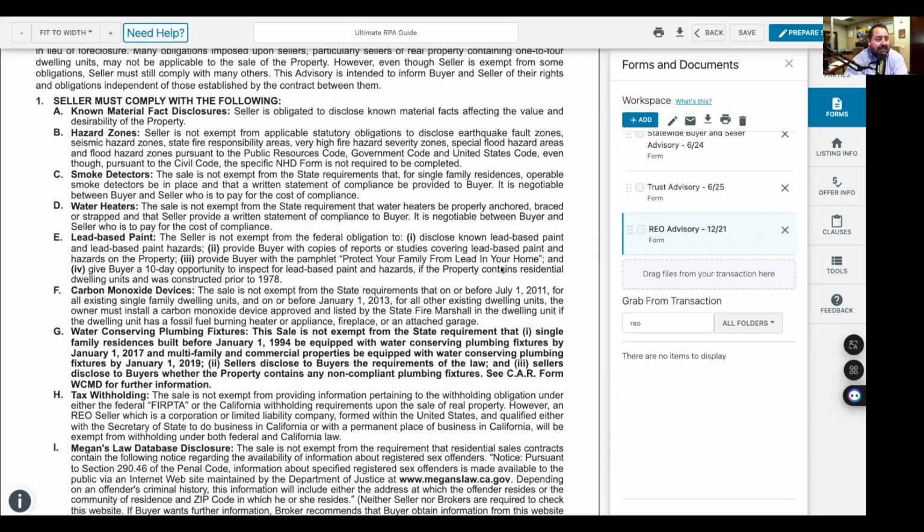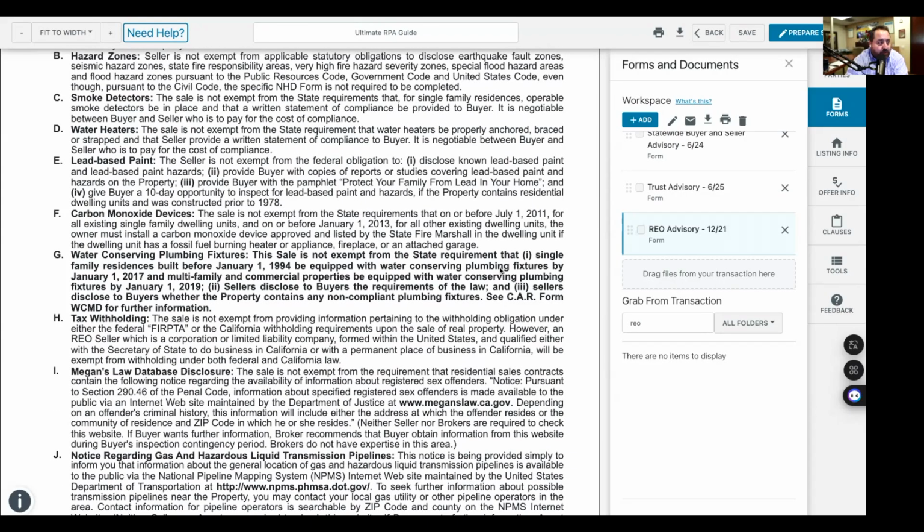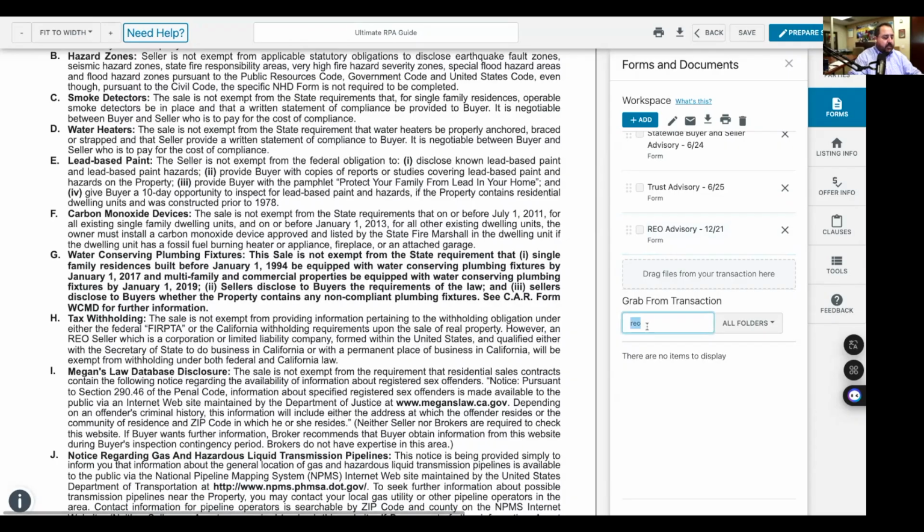Carbon monoxide detectors, they're not exempt from that. The water conserving plumbing fixtures, if there is a requirement that has those in there, they're not exempt from that. The tax withholding, they're not exempt from providing you the FIRPTA, right? So in a transaction, the seller fills out a form called the seller affidavit. Okay. As a matter of fact, since we're going to talk about that right now, let's just bring it up right now.